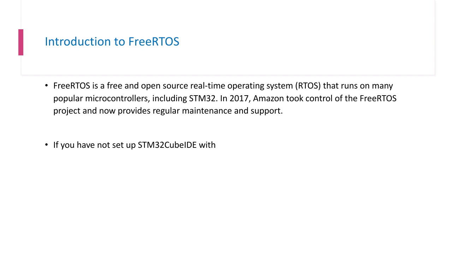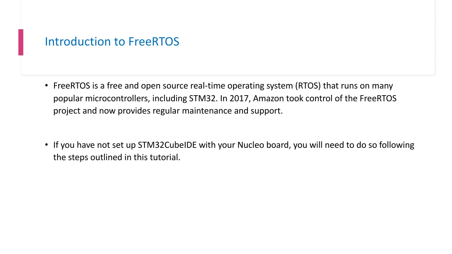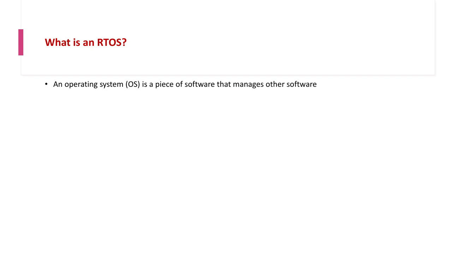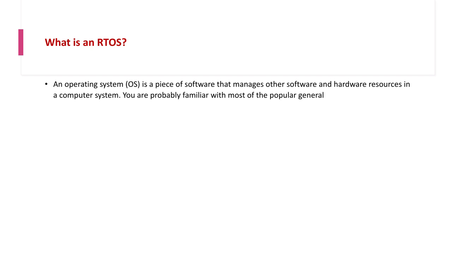So what is an RTOS? An operating system is a piece of software that manages other software and hardware in a computer system. You are probably familiar with most of the popular general purpose operating systems such as Windows, Mac OS, Linux, iOS and Android. A general purpose operating system, or GPOS for short, is normally designed with a focus on user experience.